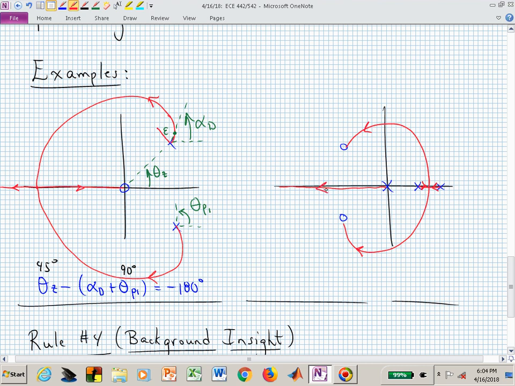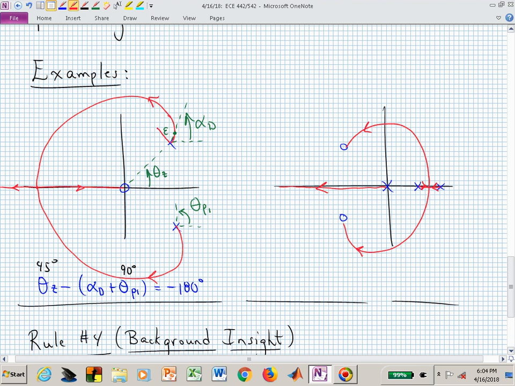2 branches have to terminate on the finite zeros. And where's my other zero? It's off at infinity. What's my pole zero excess? 1. What's my fundamental angle of my asymptotes? 180 divided by that 1. It's 180. So I know I have one asymptote, and it's at 180 degrees.